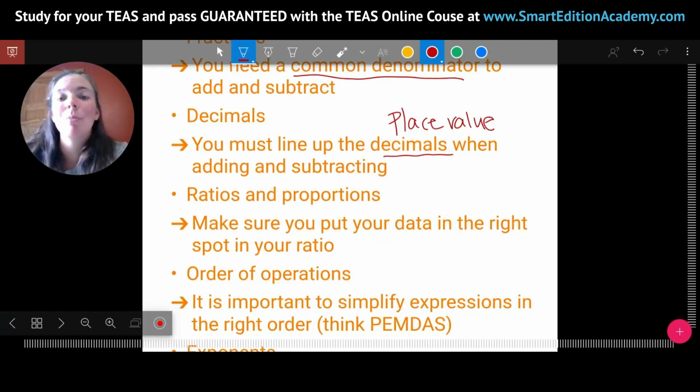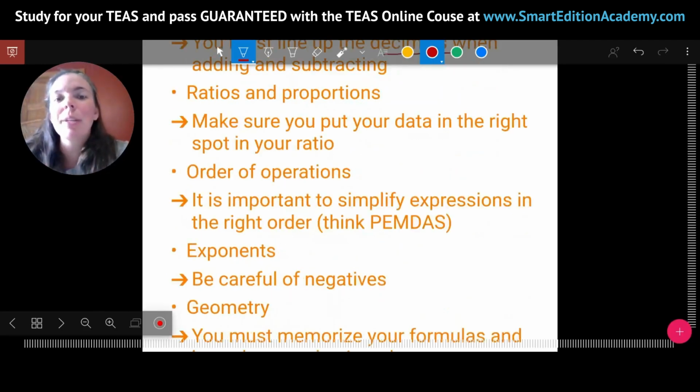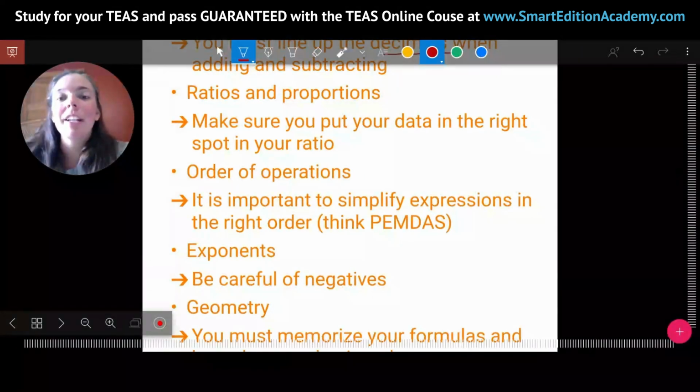We can add, subtract, multiply, and divide decimals all within our calculator, okay? But I do want to talk about place value a bit so you understand what that decimal is doing there and why it's so important to line it up. When we are talking about ratios and proportions, the main thing we need to know is that our data is in the right spot.